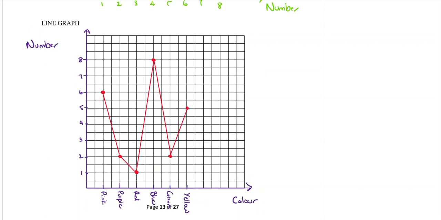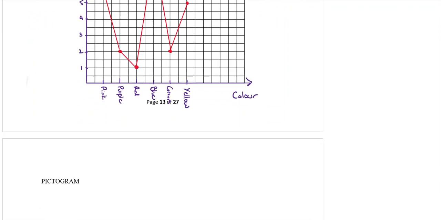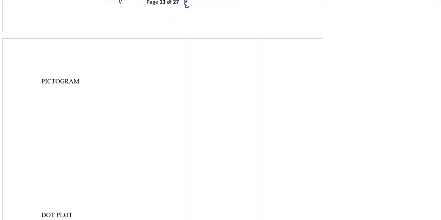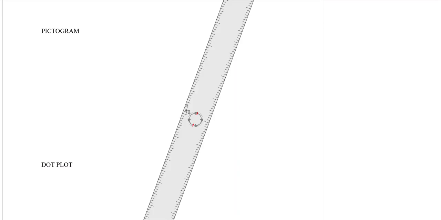Okay, I'm missing something. What am I missing? Title, very good. Year 7D, favorite color. Okay, next page. We are doing our pictogram. Roman. Yes, come up the front and down here.